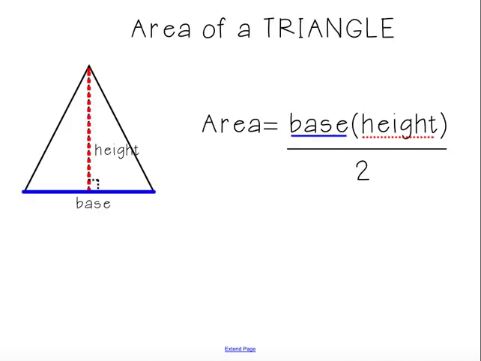Alright, next we have area of a triangle, and this one's slightly different. We need to do base times height and then divide that answer by 2. Bottom is the base. Height, again, is going to be straight up and down. Make sure you don't take either of those slant heights.